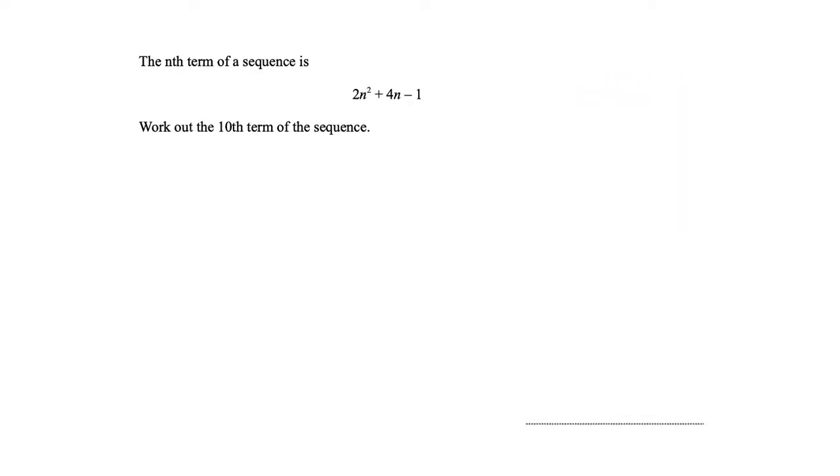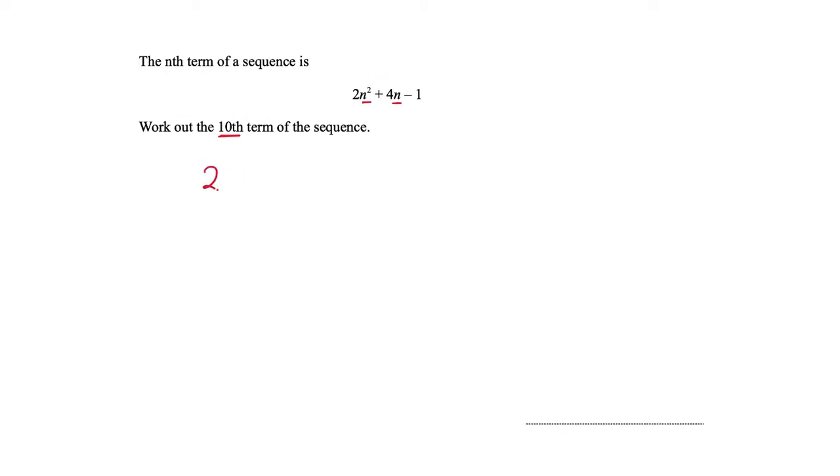Next question, it says the nth term of a sequence is 2n squared plus 4n minus 1. Work out the 10th term in the sequence. So whenever we have n, that tells you the position of the number in the sequence. So it tells you the position of the term in the sequence. So if we're finding the 10th term, instead of n, we're just going to put in 10.